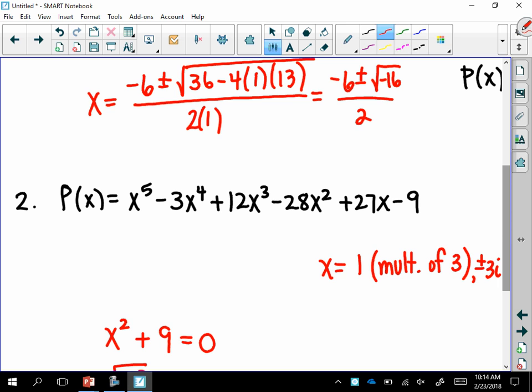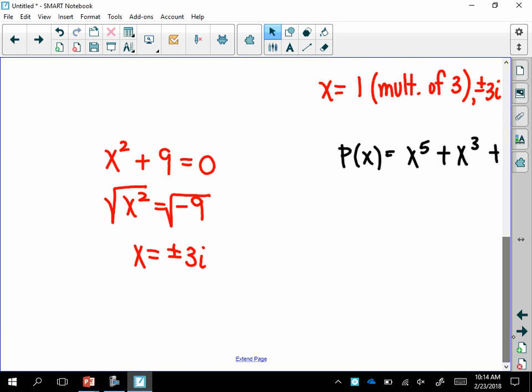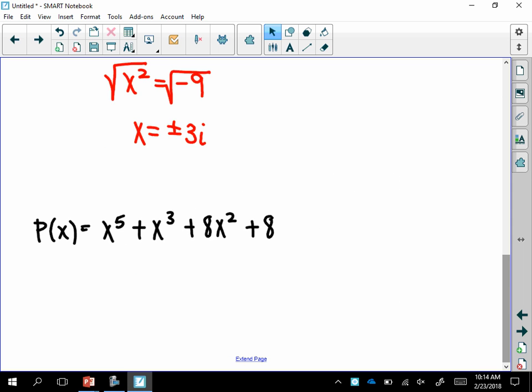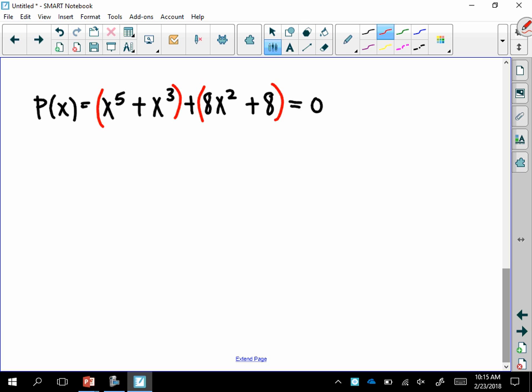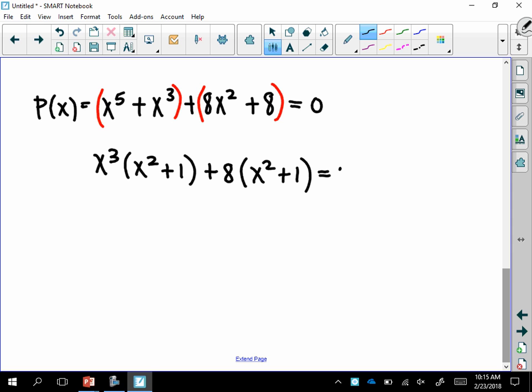Okay. And then what was the trick for number 3? Or did you get there? Yeah, you could try synthetic division, but actually this is 4 terms and grouping would work. So if we're trying to find the zeros, the roots, we'll set it equal to 0, and we'll group the first 2 terms together and the second 2 terms together. What's the common factor in the first 2? And you're left with x squared plus 1. And the common factor here? 8. And you're left with x squared plus 1. Grouping's going to work. And you're left with x squared plus 1 times x cubed plus 8.